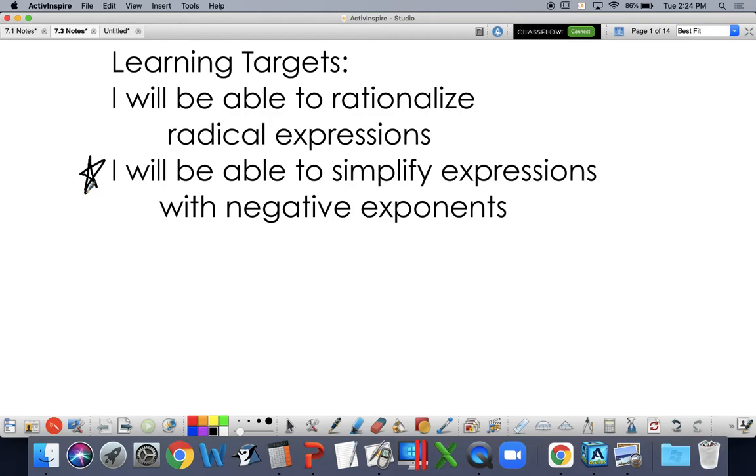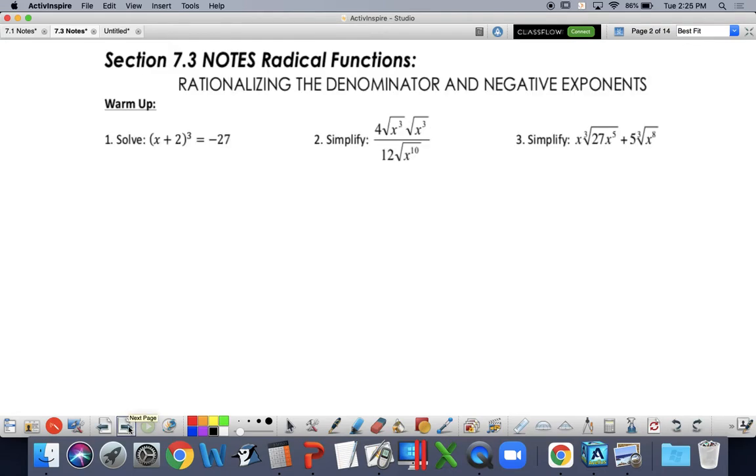notes a little bit. Then we're going to move on and rationalize radical expressions, and I have 6 examples that I'd like us to do rationalizing. And then for your homework assignment, you have 2: the 7.3 worksheet, and then there's a 7.1 to 7.3 review worksheet right after. I know, practice, practice, practice.